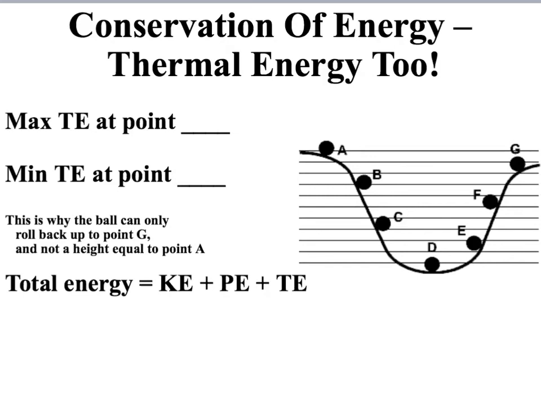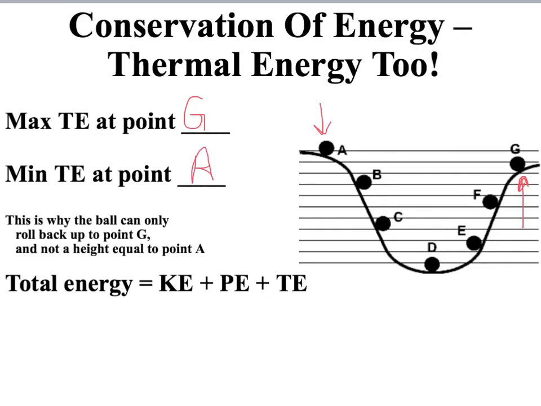It's going to be at point G, because at this point, the ball has come into contact with the ground for the longest. So there will be maximum thermal energy at point G, and minimal thermal energy before the ball starts rolling at point A.